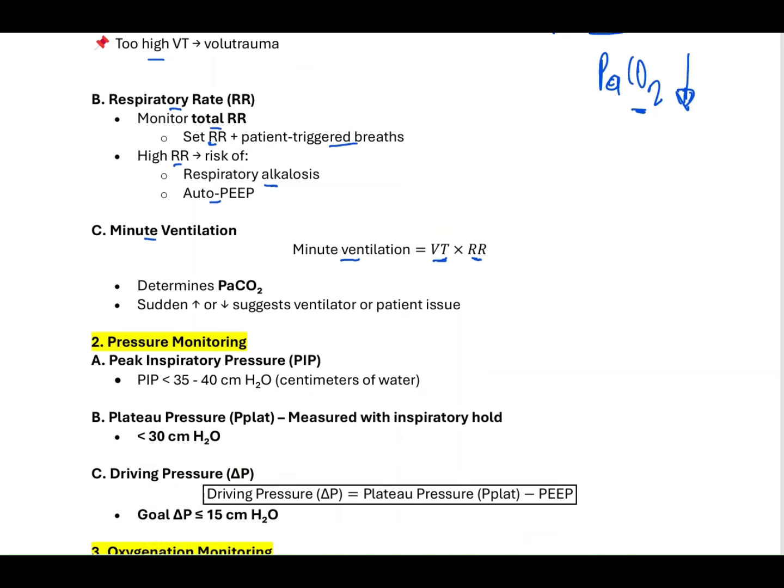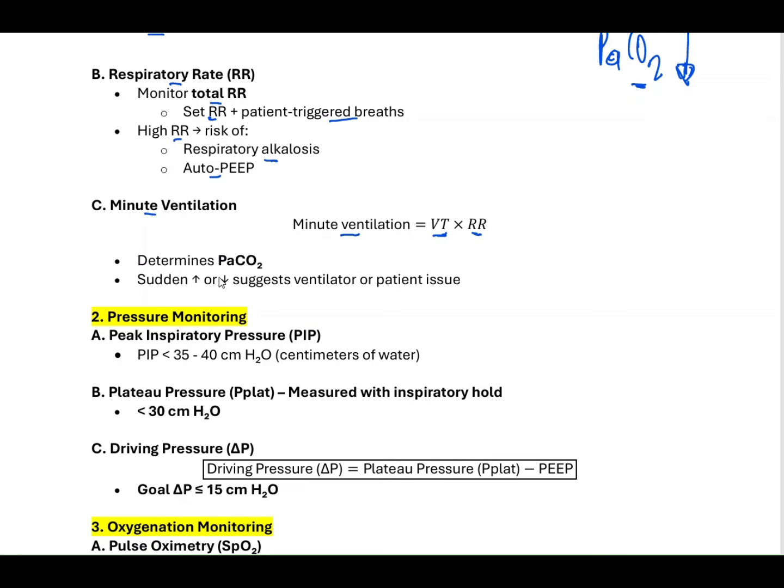If you see any sudden change in your minute ventilation, either a sudden increase or decrease, it could suggest there's something wrong with the ventilator, or it could be a patient issue. For instance, let's say the patient suddenly has an increase in minute ventilation. It could be the patient is having a fever, and because of the fever, the patient is making more CO2, which increases the minute ventilation.